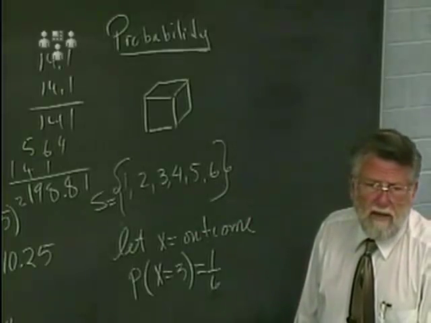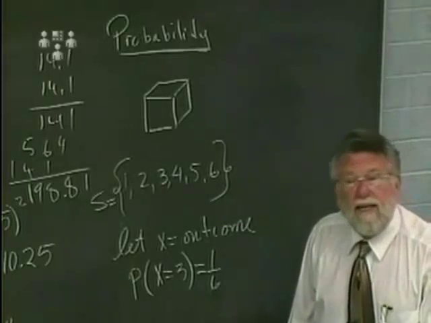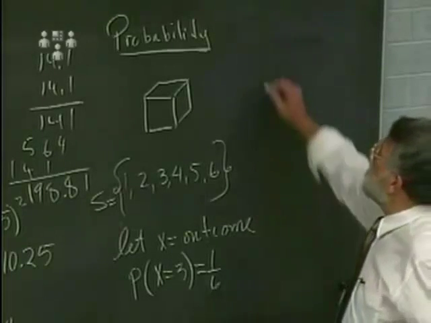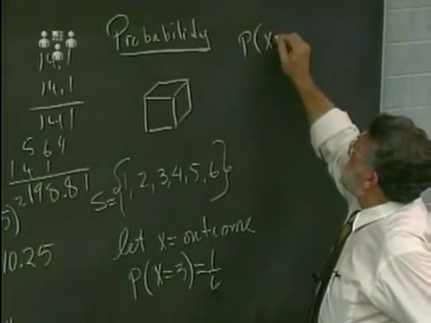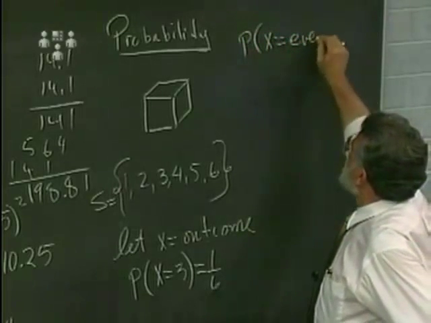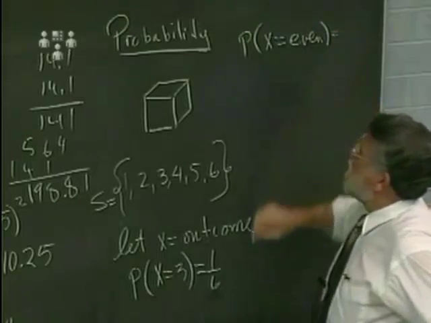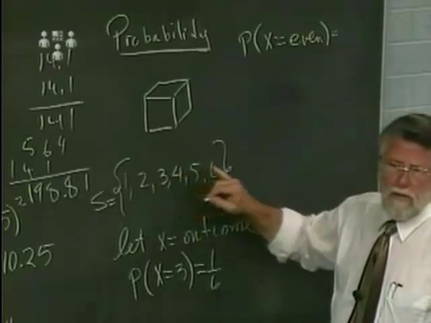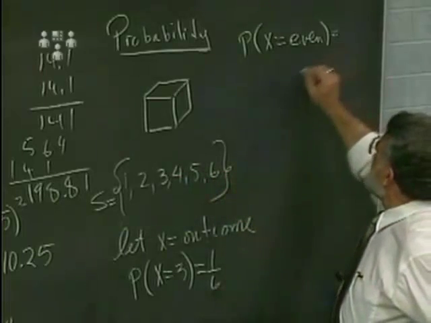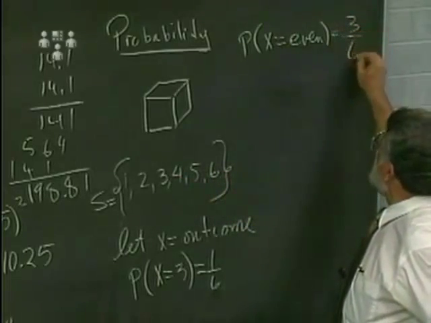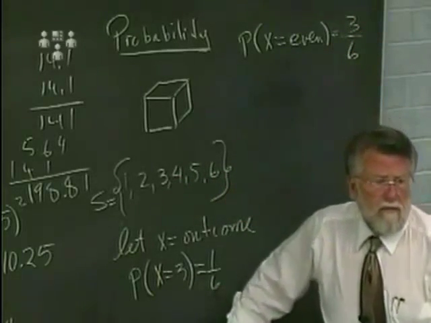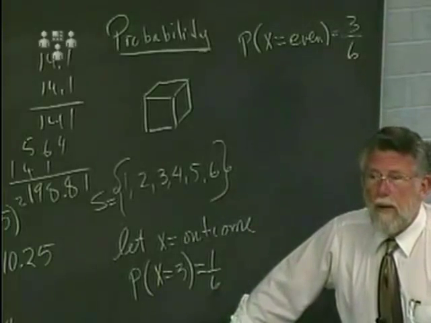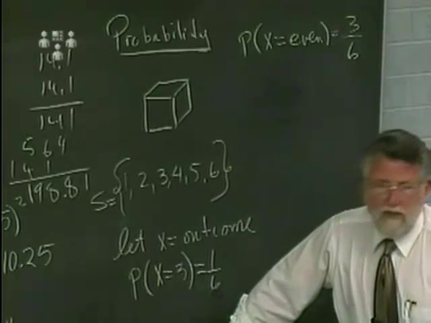So then we ask questions like this. If you wanted an even number, what's the probability that X will be even? Well, I'm going to count how many of these are even. 1, 2, 3 evens out of the 6 possible, and we would reduce that to 1/2. 3 out of 6, right?